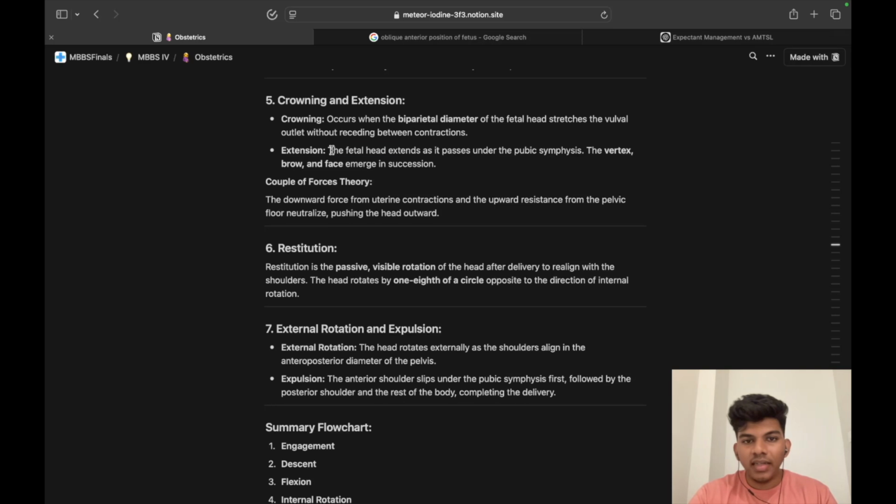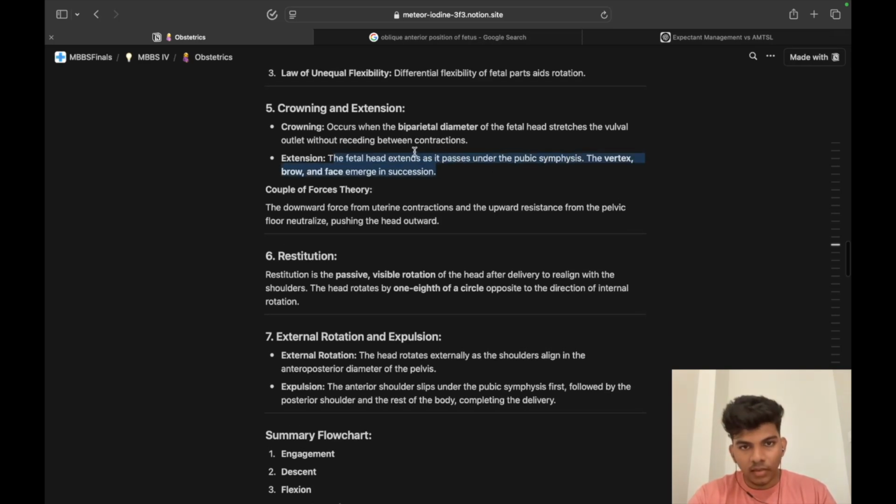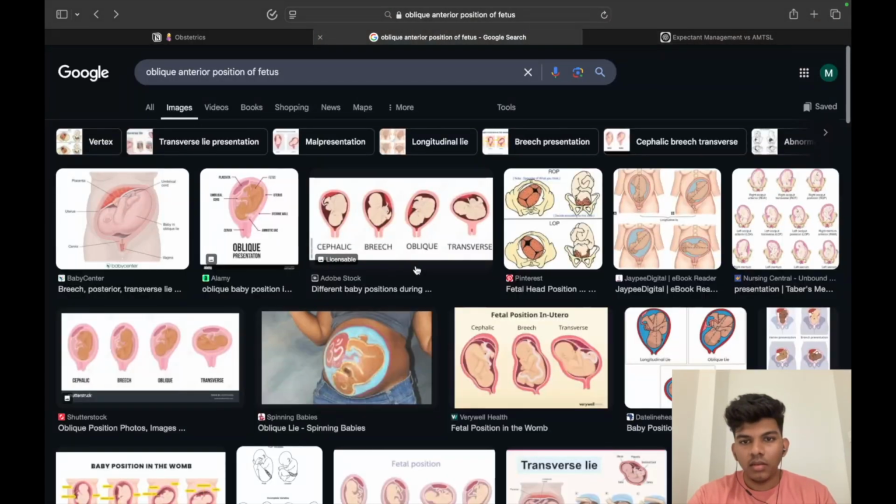Extension: the fetal head extends as it passes through. It is in flexion, don't forget that, it's still in flexion. Now as it passes the pubic symphysis, the vertex, brow and face emerge in succession. So that is extension. We have already seen how it looks in the first image.